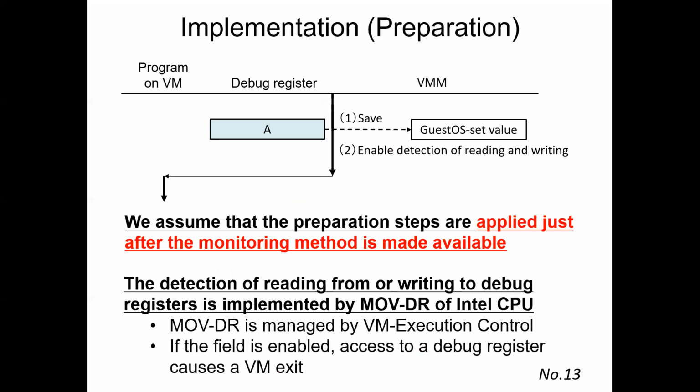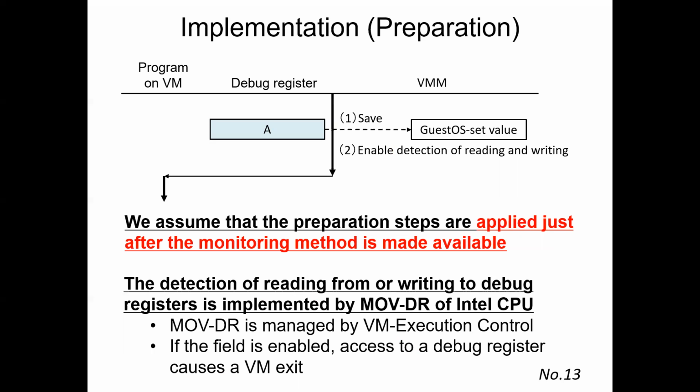To set up the proposed method, we must make some preparation. This figure shows the preparation for the proposed method. Here, we assume that the preparation steps are applied just after the monitoring method is made available. At first, the proposed method stores the value of debug registers as a guest OS set value. Then, turn on the detection of reading from or writing to debug registers. This implies that access to debug registers causes a VM exit.